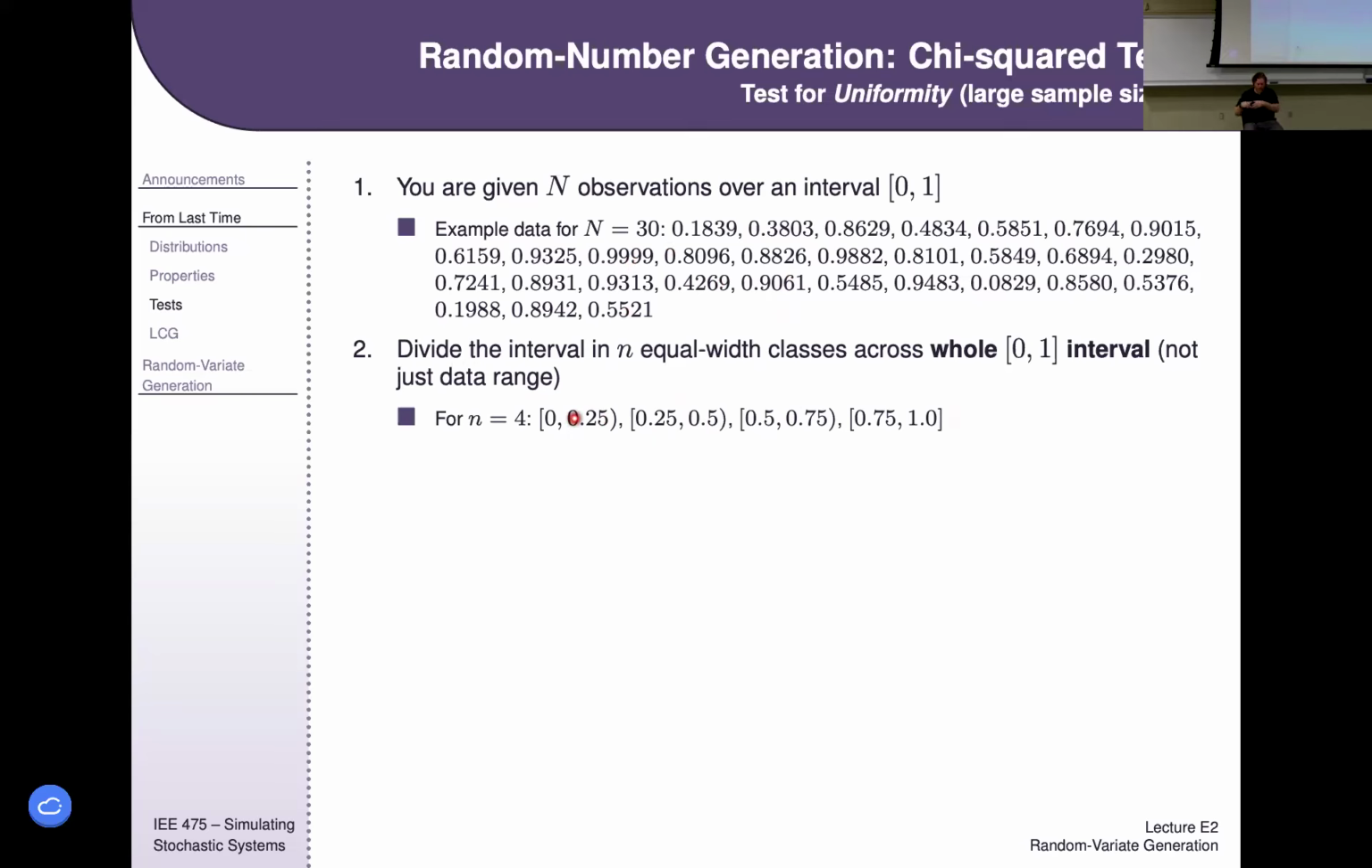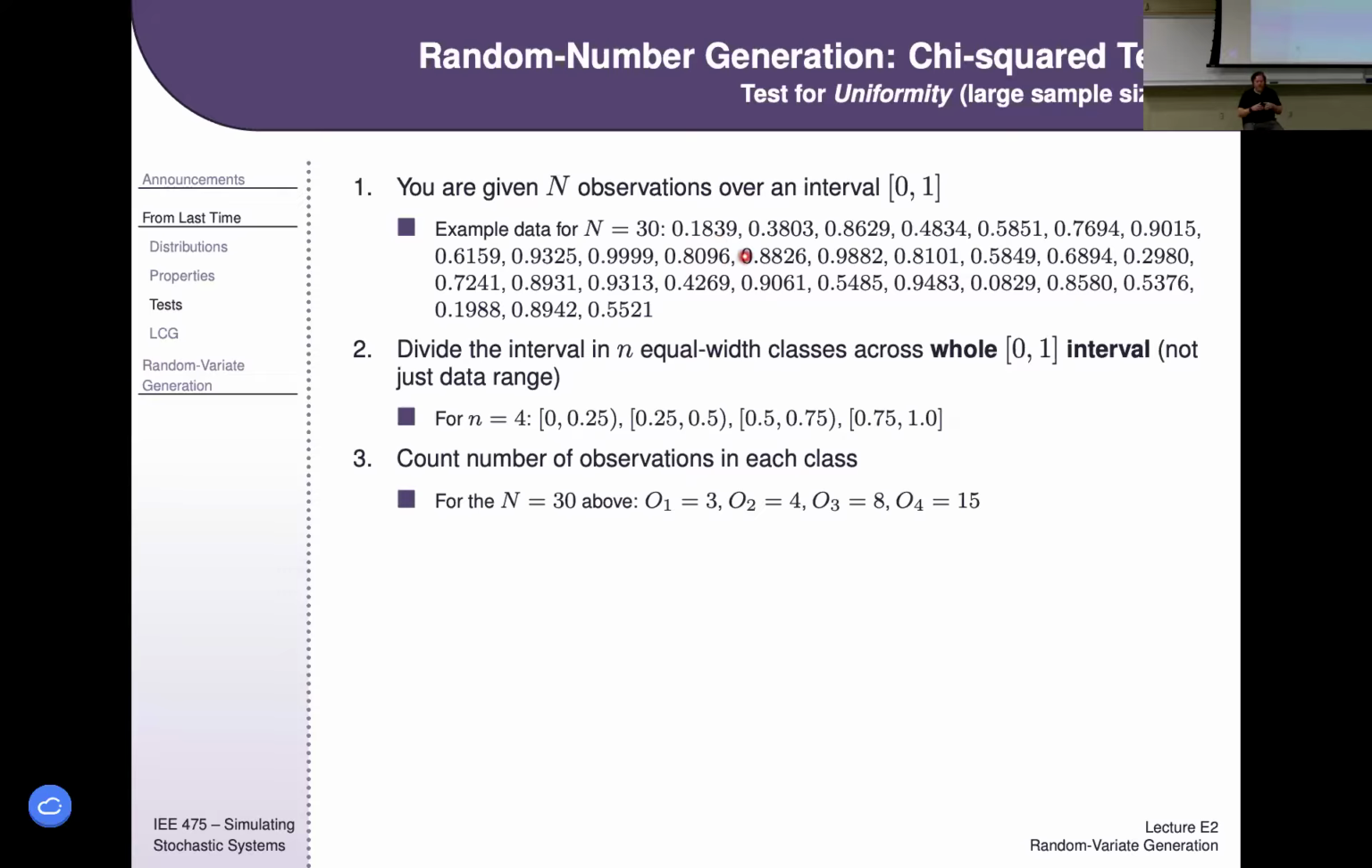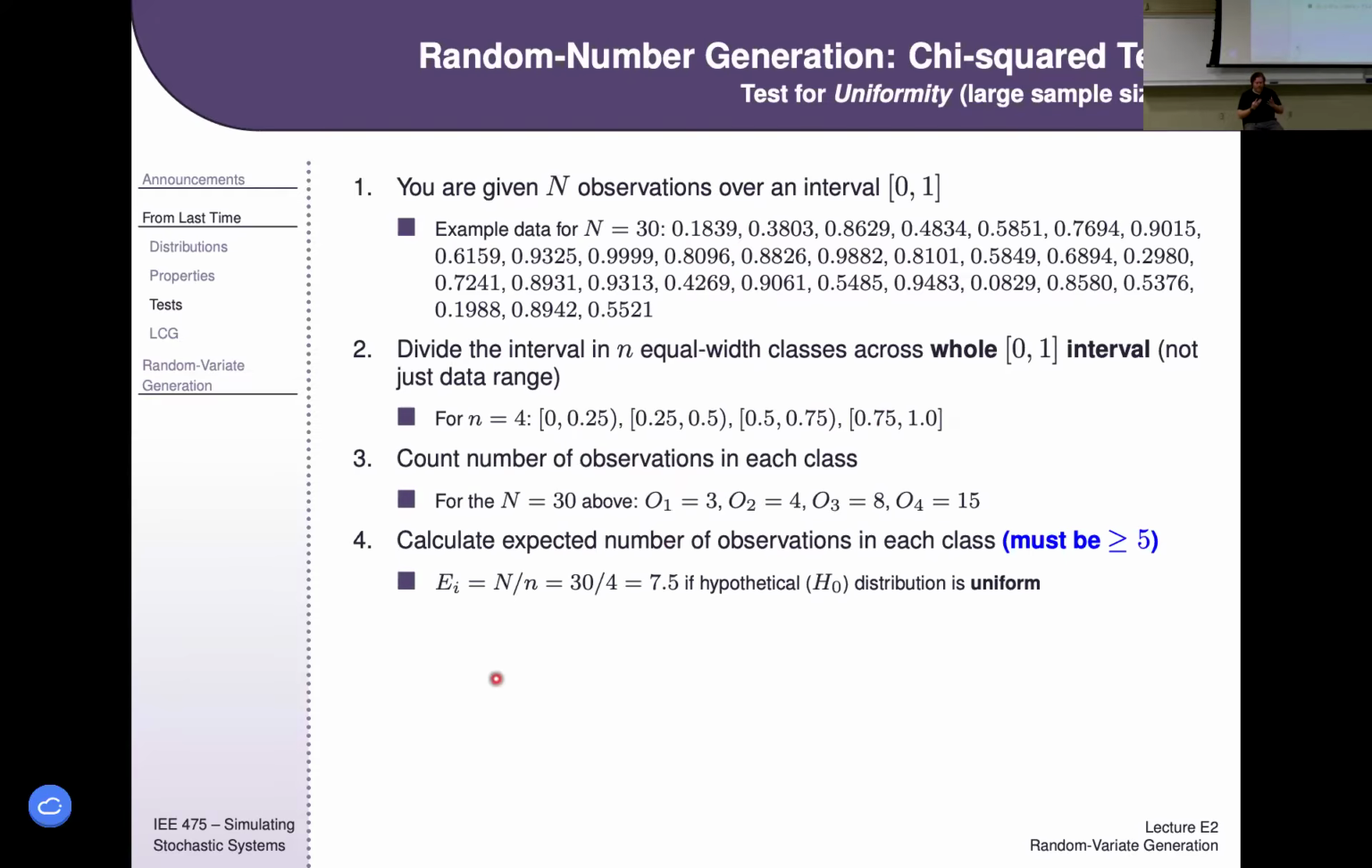And we're going to label this O1, O2, O3, and O4, the number of observations in each bin. So if we do that count, there'll be 3 that come to this bin, 4, 8, and 15. And then from there, we say, all right, what would we expect if it was uniformly distributed? Well, if it was uniformly distributed, since there's 30 numbers, they should have an equal chance of falling into any of those bins because they're equally sized bins. So 30 divided by 4 is 7.5. So I would expect that I should get 7.5 in each one of these bins.